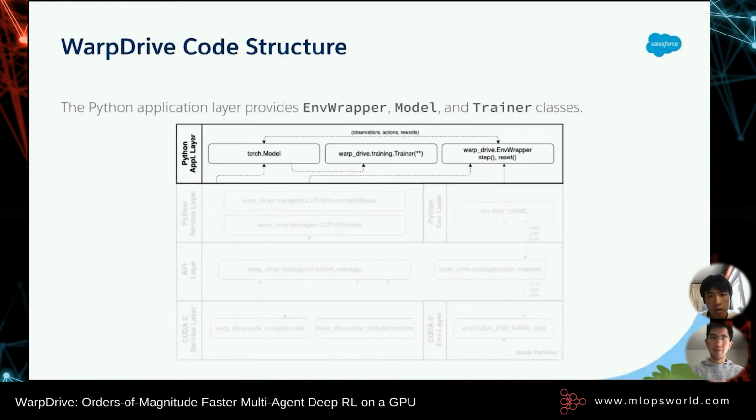And on the very top, we have this Python application layer. We provide a model trainer and the environment wrapper. The environment wrapper is what you just saw in our demo maybe 5 minutes ago. This wrapper is a very high-level wrapper function that takes care of the step and the reset function in a pure Python interface. And behind the scenes, we have the model and the trainer ready for you, going downwards to the very end of the backend.